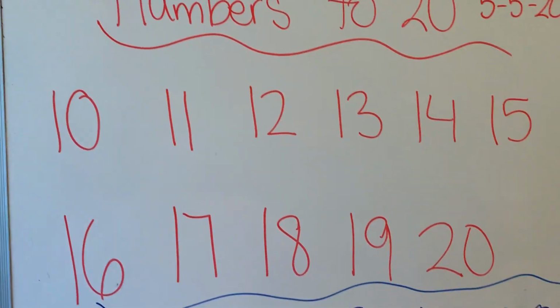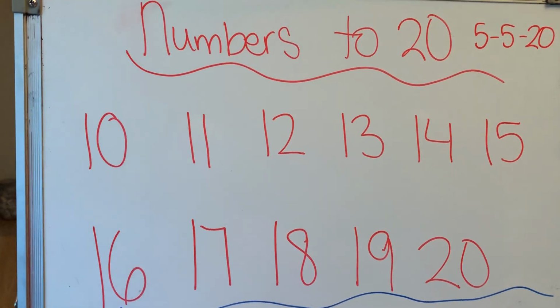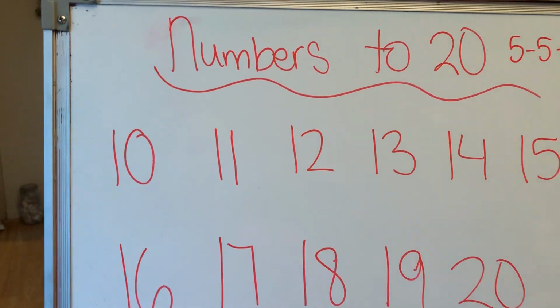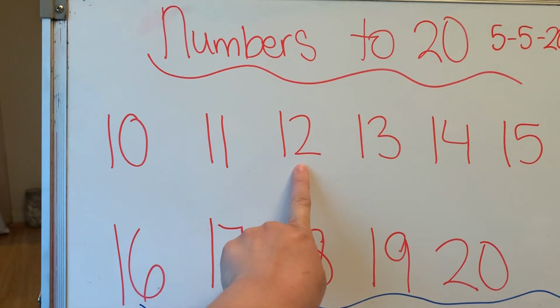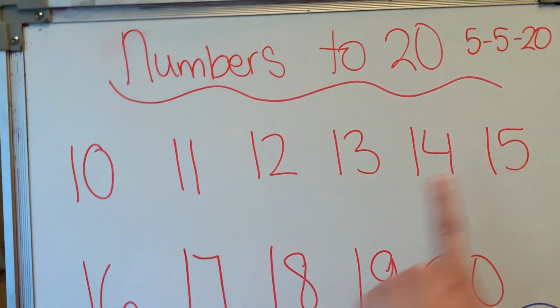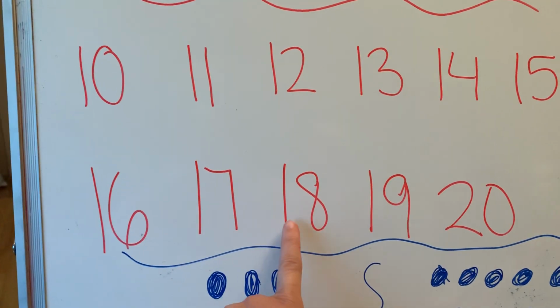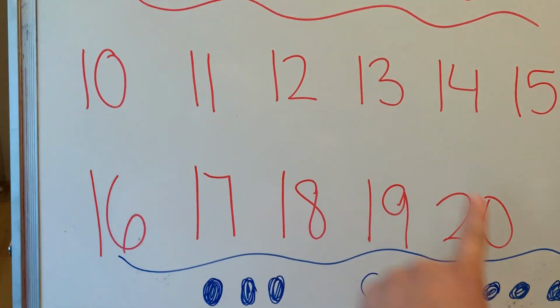All right, great job, guys. Before we move on, I just want us to go through together and say the numbers 10 through 20. Ready? 10, 11, 12, 13, 14, 15, 16, 17, 18, 19, 20.